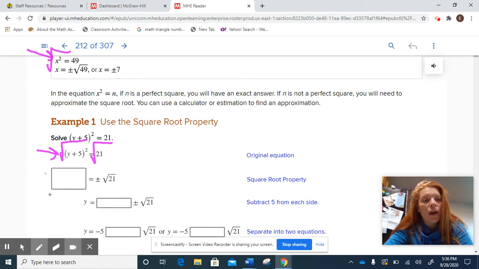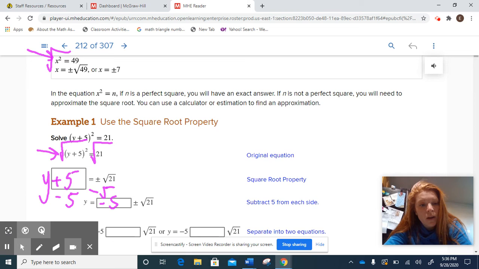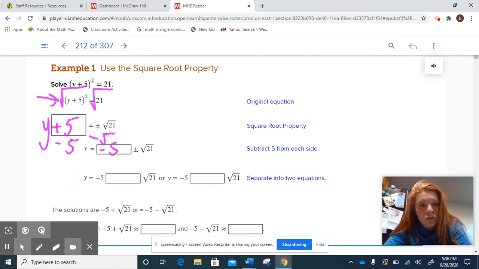So here we have y plus 5 left over on the left. And then we have this plus or minus square root of 21, minus 5 to both sides. Continue solving like normal. So you have -5 plus or minus the square root of 21. And here they actually like you to write it as two answers. So you're going to separate them.